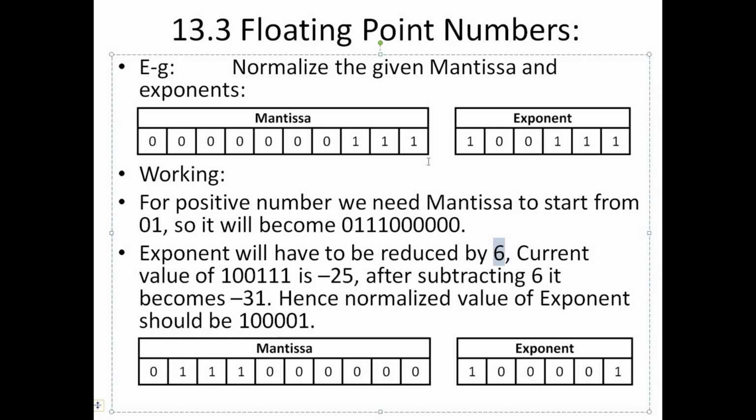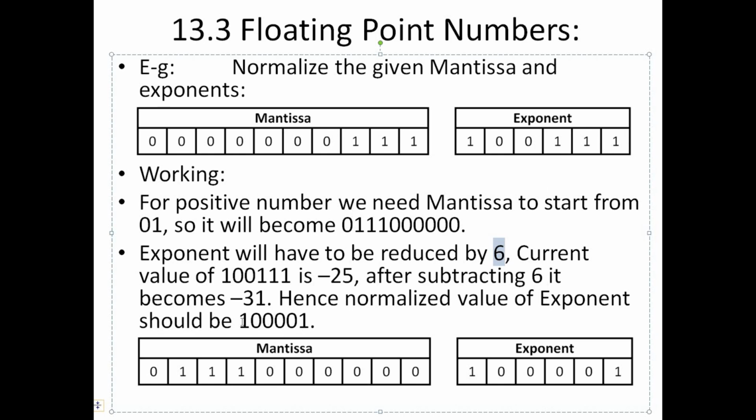Current value of the exponent is -25. If you convert it according to the rules of 2's complement, you'll get -25. This is 1, 2, 4, 8, 16, and this would be -32. Add all of them together, you'll get -25. Now if you subtract 6 from it, -25 minus 6, it would become -31.